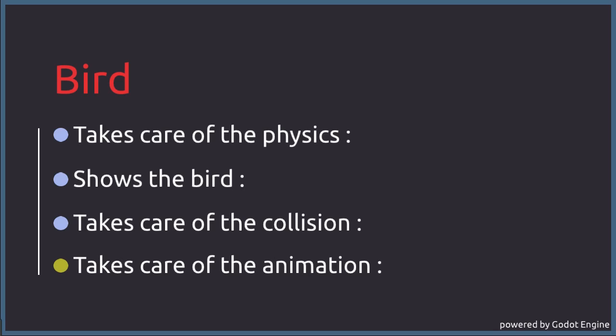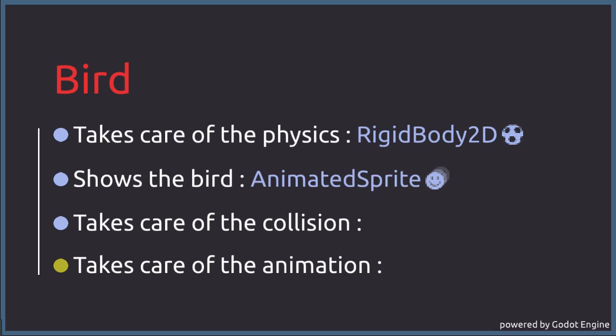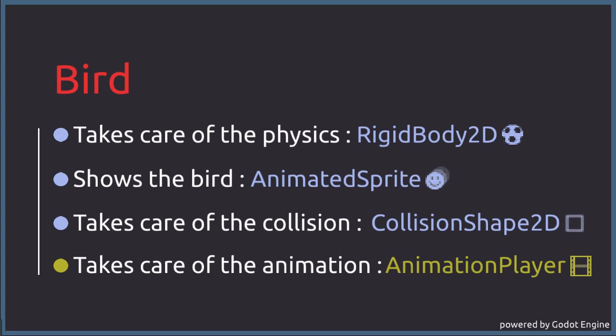Fortunately, Godot comes with nodes that already have all these functions. For the physics we are going to use the RigidBody2D. To display the sprites, an AnimatedSprite node, which is basically an array of sprites. For the collisions, a CollisionShape2D that will contain the shape that the rigid body will use to handle the collisions. And finally, we are going to use an AnimationPlayer to define and manage our animations.